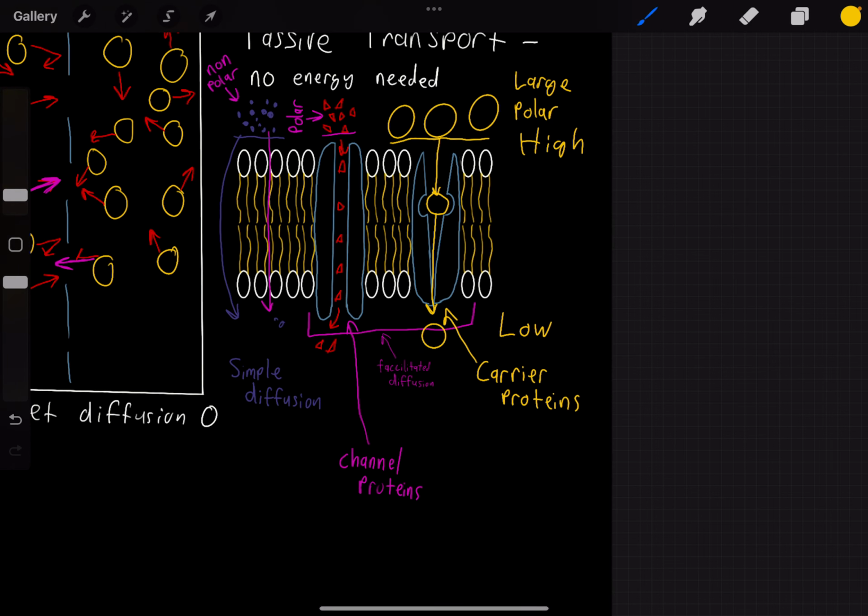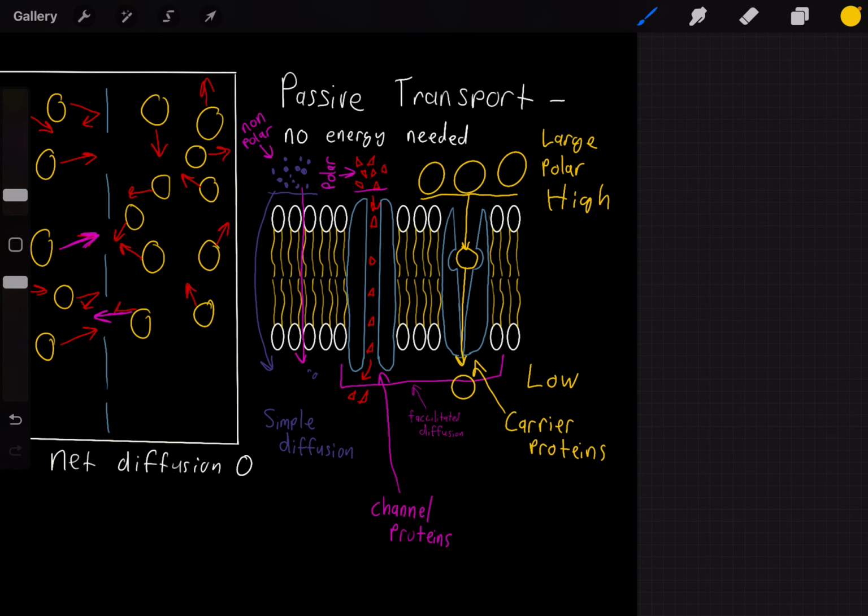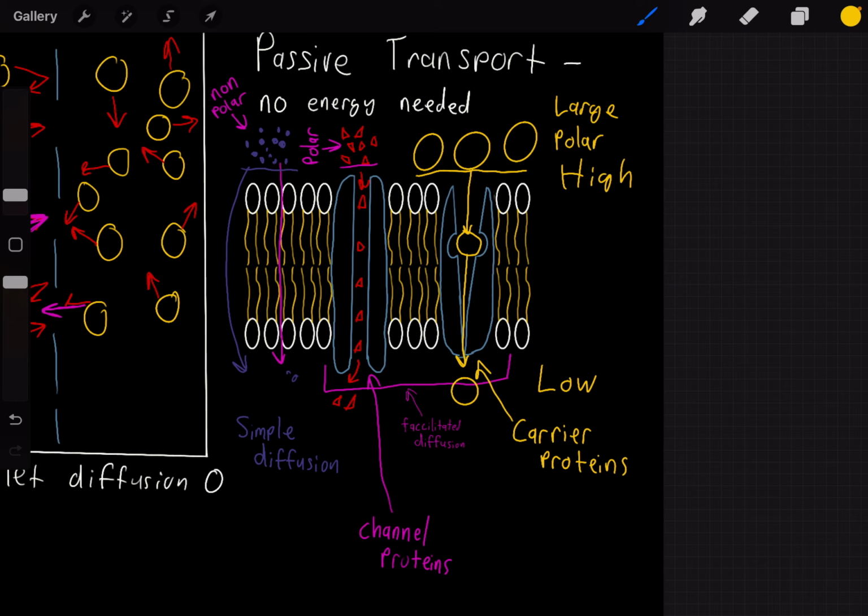So that is facilitated diffusion. Again, we have simple diffusion, which uses no proteins, and it just goes right through the membrane. We have channel proteins, which allow polar molecules to seep right through like a bridge. And we have carrier proteins, which allow large and possibly polar molecules to enter the cell.